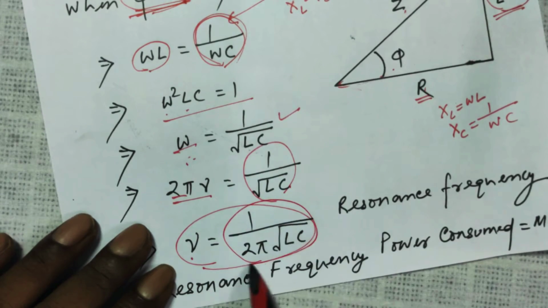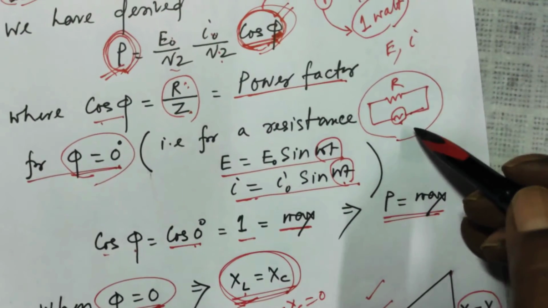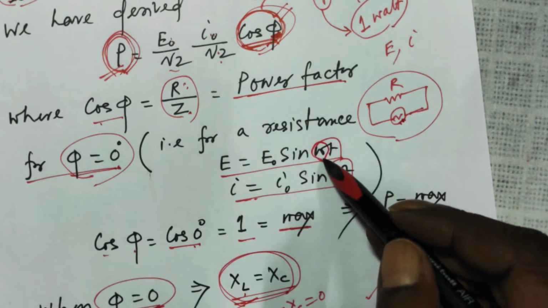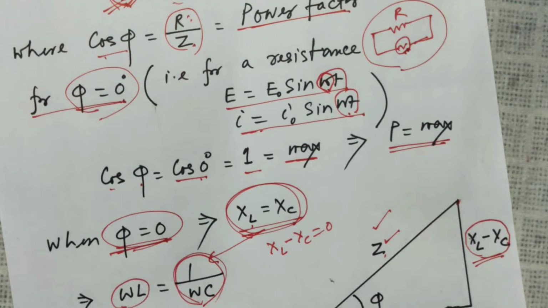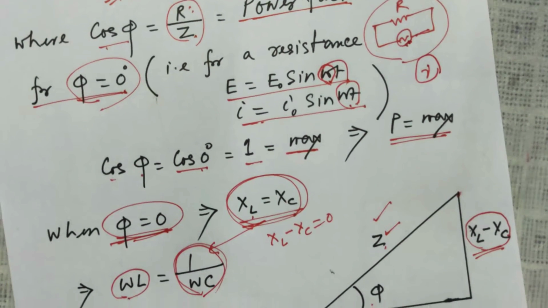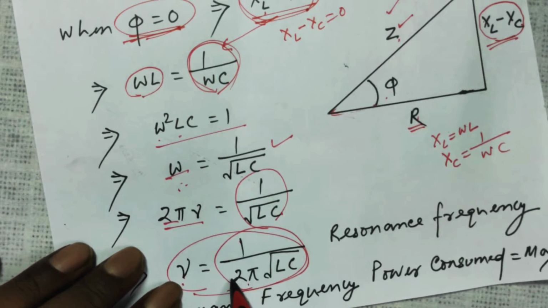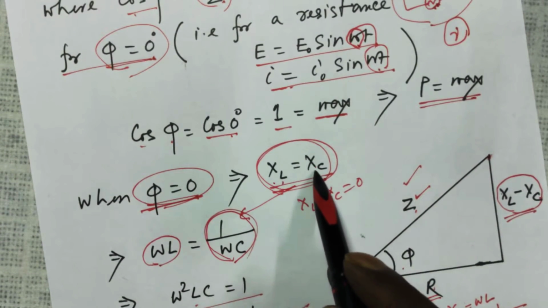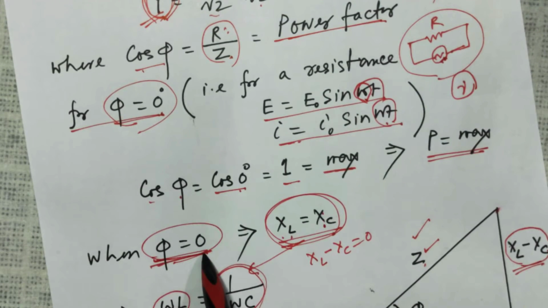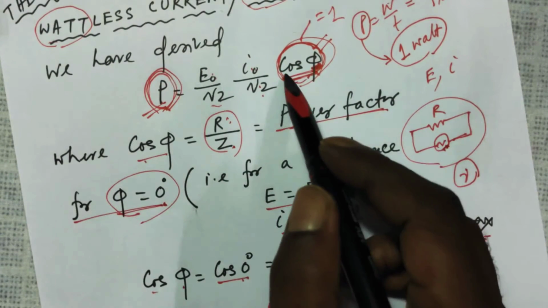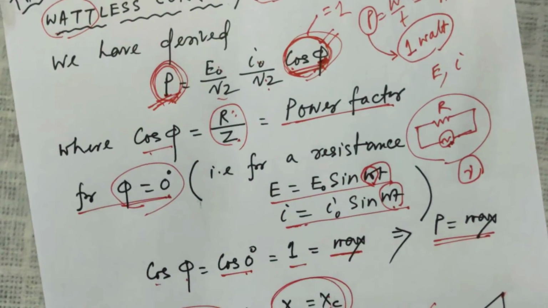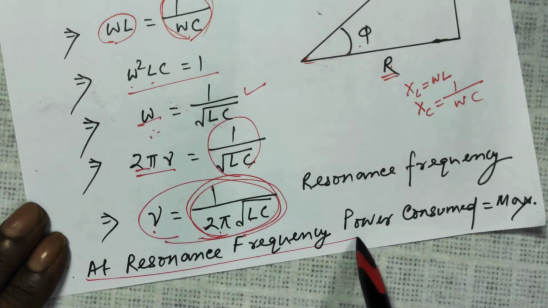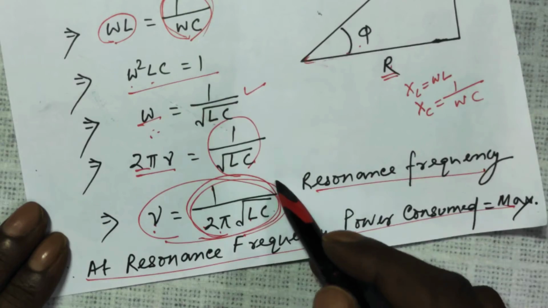So at this frequency of the source, E is equal to E naught sin omega t. Omega is its angular frequency, and with that omega, a frequency nu is associated. If that nu is 1 by 2 pi square root of LC, then your XL is equal to XC. That is same thing as saying phi is equal to 0. So cos 0 is 1. So power consumed is maximum. So the conclusion is, at resonance frequency, the power consumption is maximum. And this is called the resonance frequency.